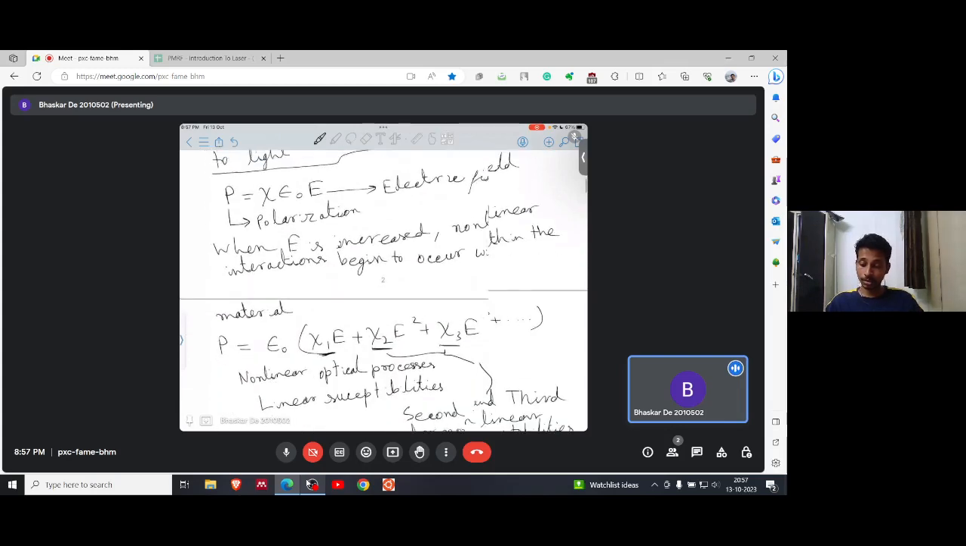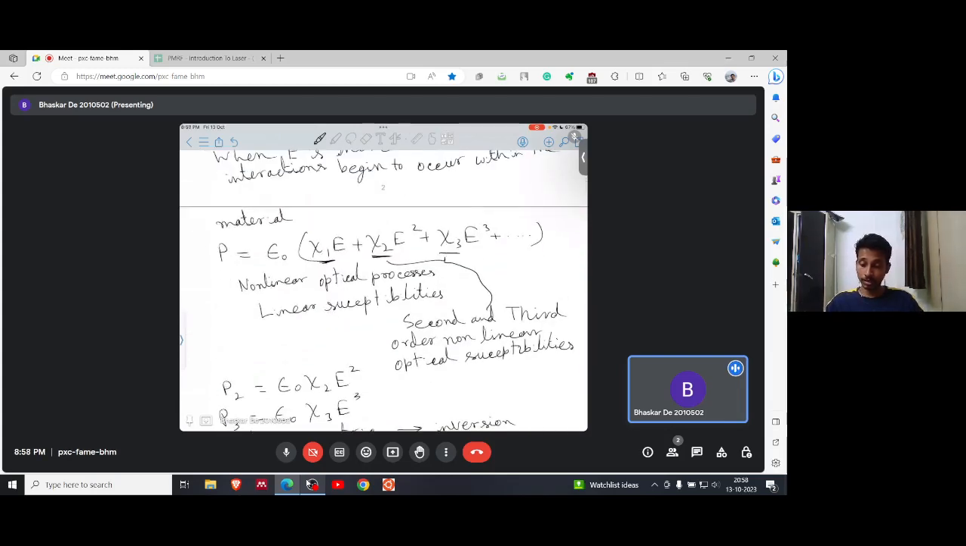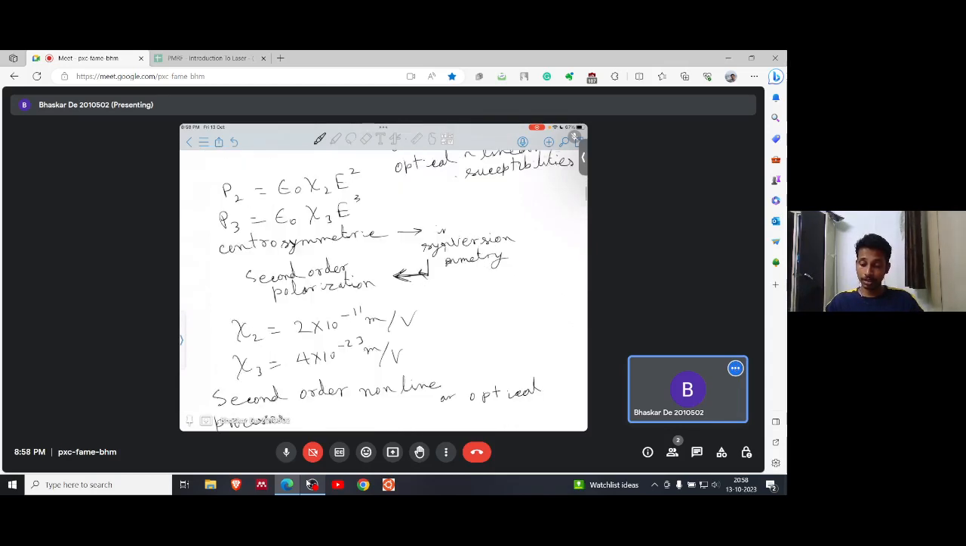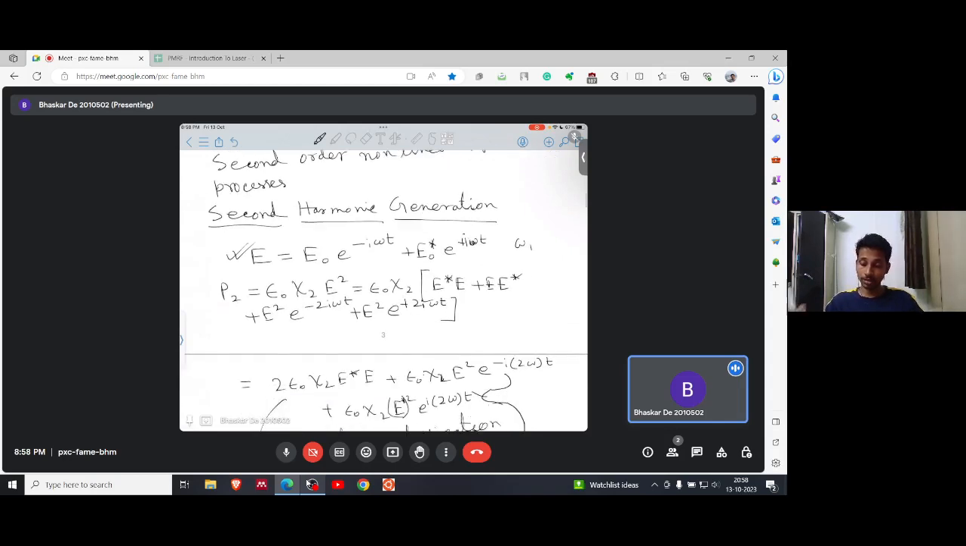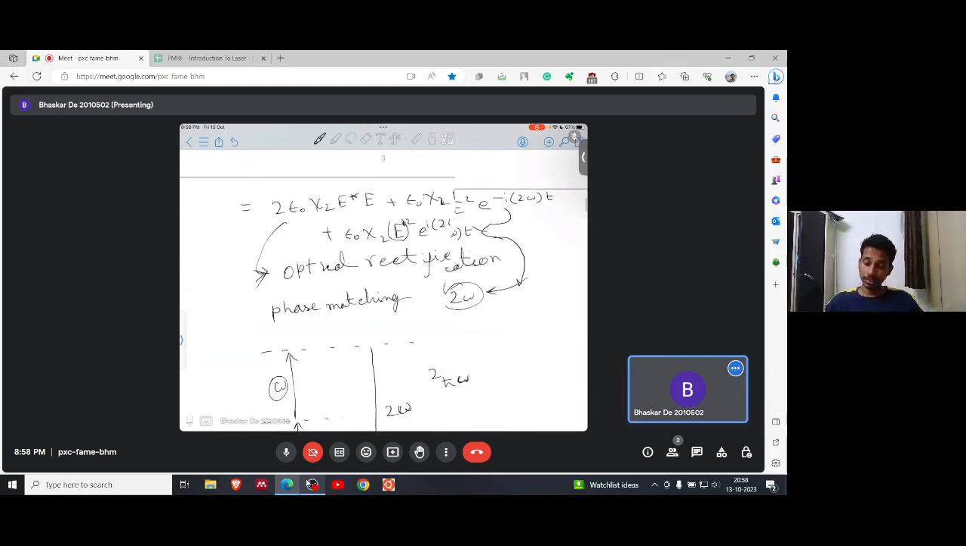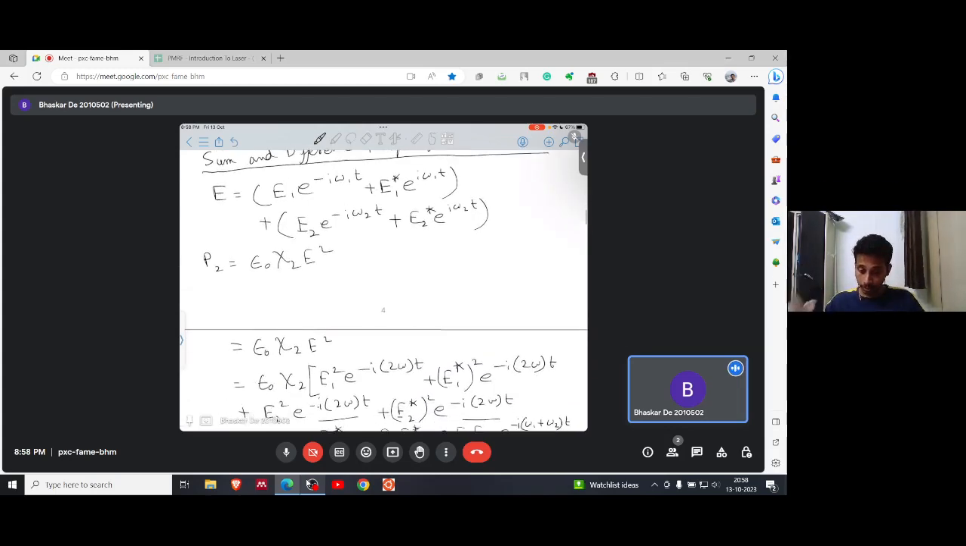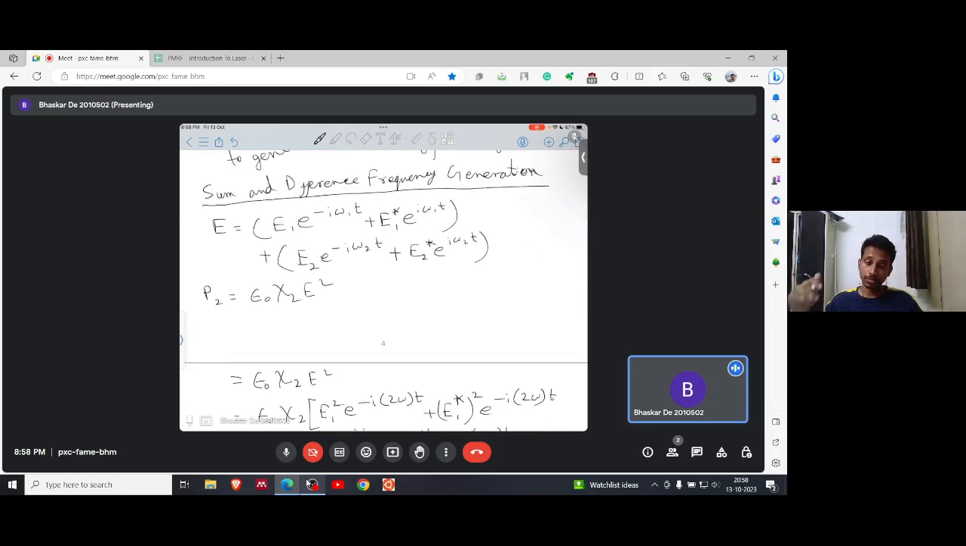So there are multiple nonlinear effects. Apart from the linear part, we have the second order polarization and the third order polarization. In second order nonlinear effects, we have second harmonic generation, where the input beam has angular frequency omega and the output beam has angular frequency 2 omega. Then we have sum and difference frequency generation, where the input beams have frequencies omega 1 and omega 2, and we get 2 omega 1, 2 omega 2, omega 1 plus omega 2, and omega 1 minus omega 2 as the output beams.